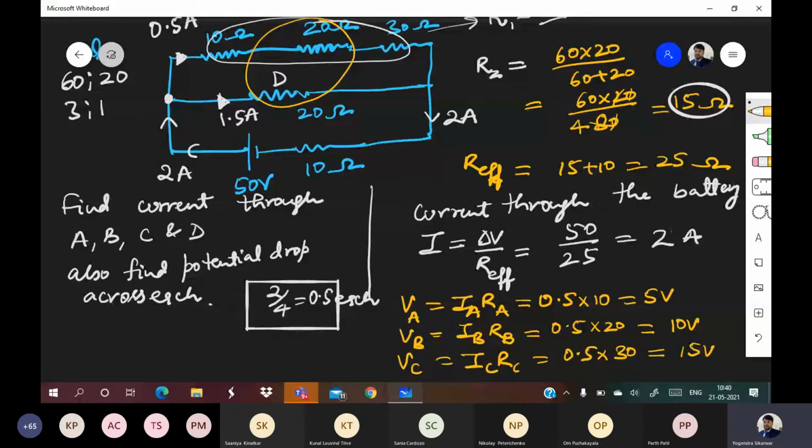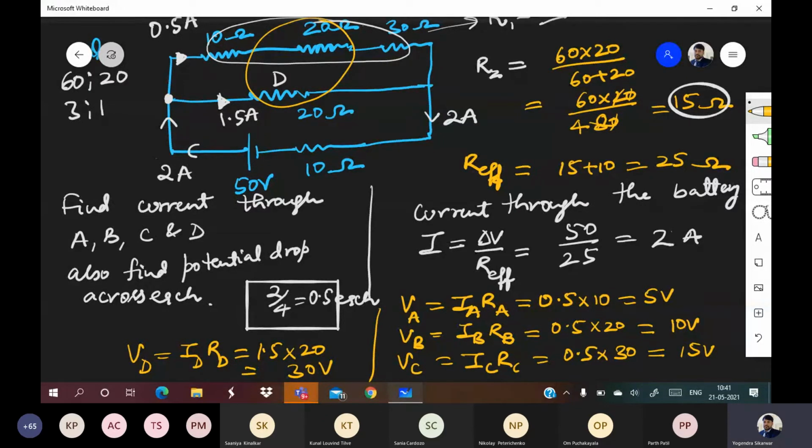Now let us talk about potential drop across D. So VD is equal to ID into RD. ID is how much? 1.5 into 20, and that comes out to be 30 volt. So that is the answer.